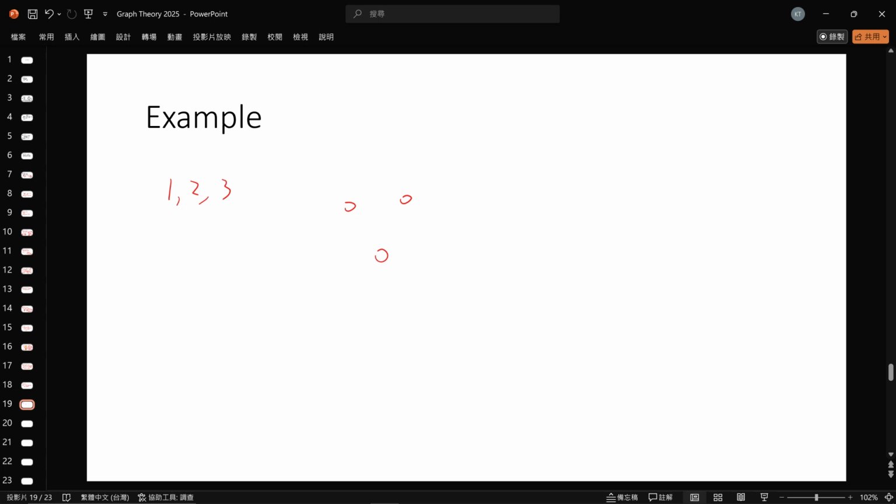Now how about this one? Now we have 4 vertices, okay? And the maximum degree for a graph that has 4 vertices will be 3, okay? So 3 is possible, all right? So can we find a graph that matches this degree sequence? Yes.